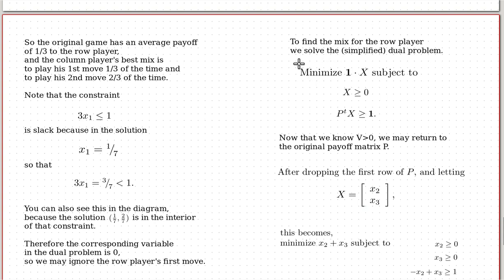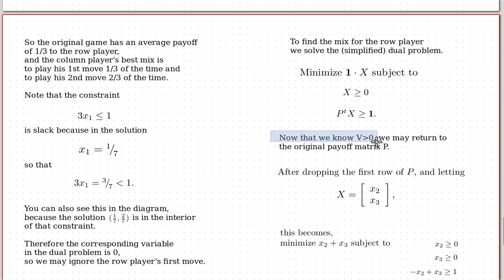So the dual problem, solving for the optimal mix for the row player, is minimize 1·x subject to x is non-negative and subject to P transpose x is greater than or equal to 1. Now, at this point, we now know that v is greater than 0, right?